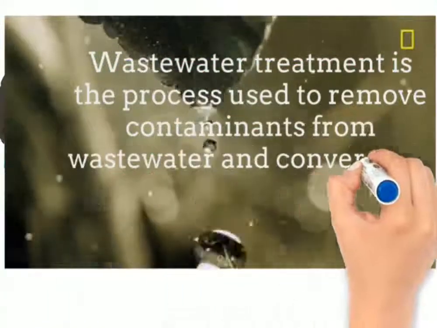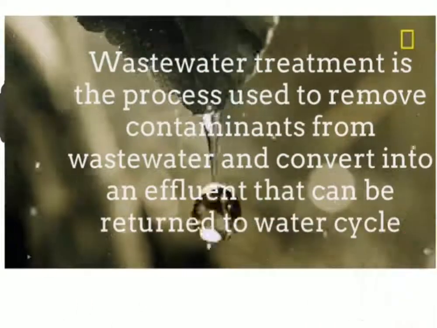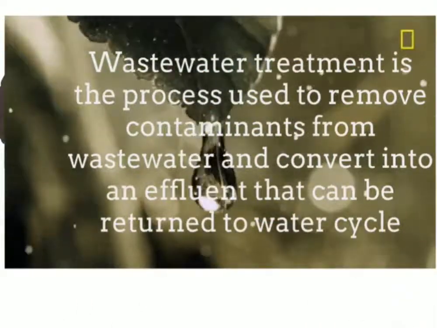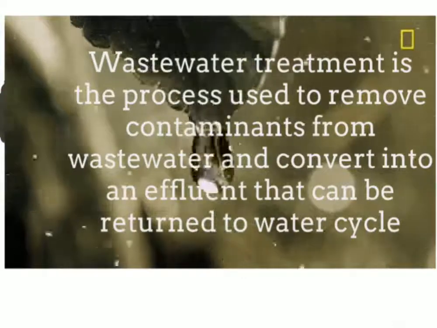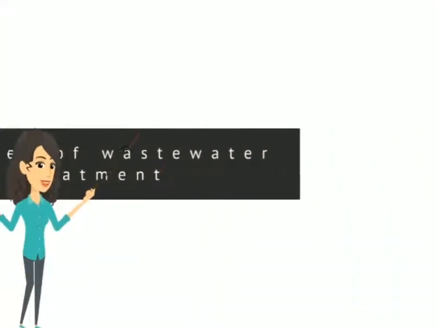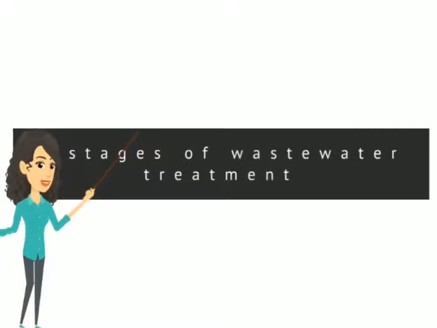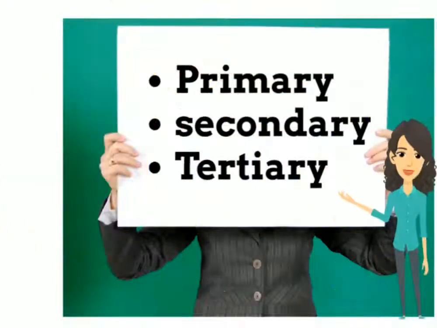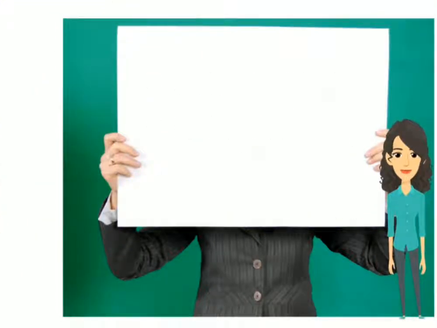Wastewater treatment is the process used to remove contaminants from wastewater and convert it into an effluent that can be returned to the water cycle. There are 3 stages of wastewater treatment. They are primary, secondary, tertiary.